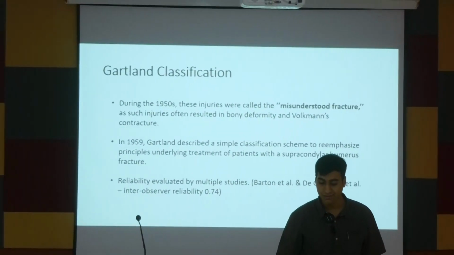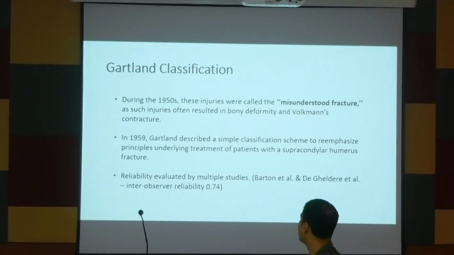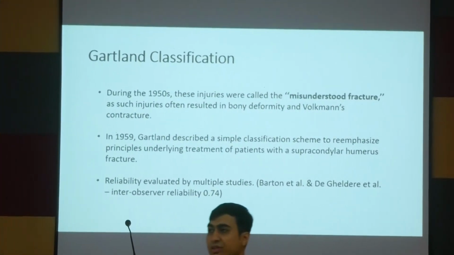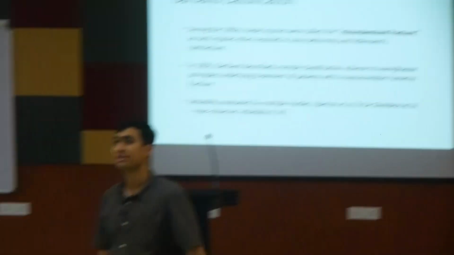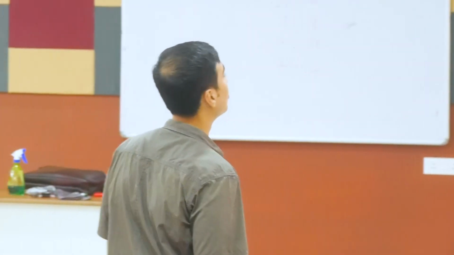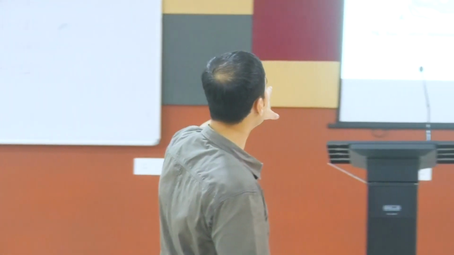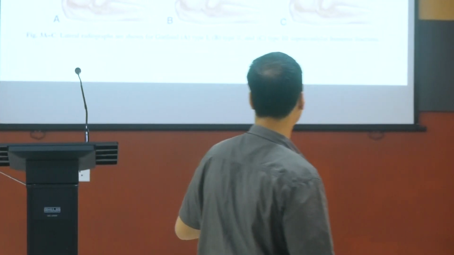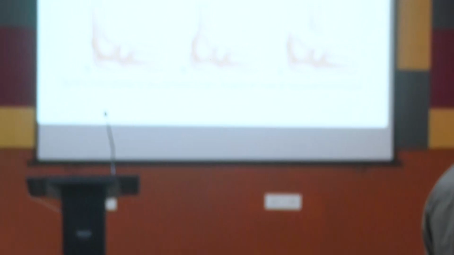Now Gartland classified it long way back, somewhere around, I think, 1950s. So it was a very old classification where he stated that there are three types of fracture, and I will just go into the diagram because it is easier for you to understand. The first type, if you see, there is only a fracture, there is no displacement. So it is an undisplaced fracture. Type 1, it is an undisplaced fracture.